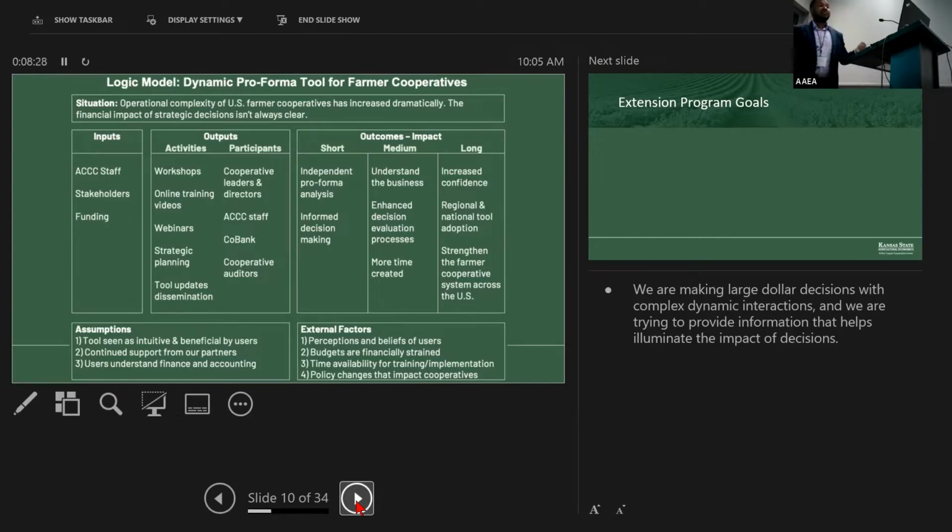Our assumptions are that this tool will be seen as useful and beneficial to the users. In addition to that, we hope we continue to receive support from our stakeholders. And lastly, because it's a financial tool, we are assuming that the users will have a basic understanding of finance and accounting, which they will.